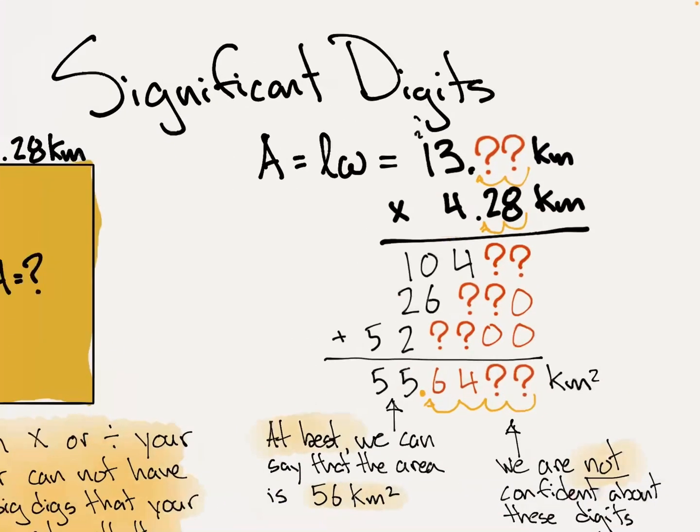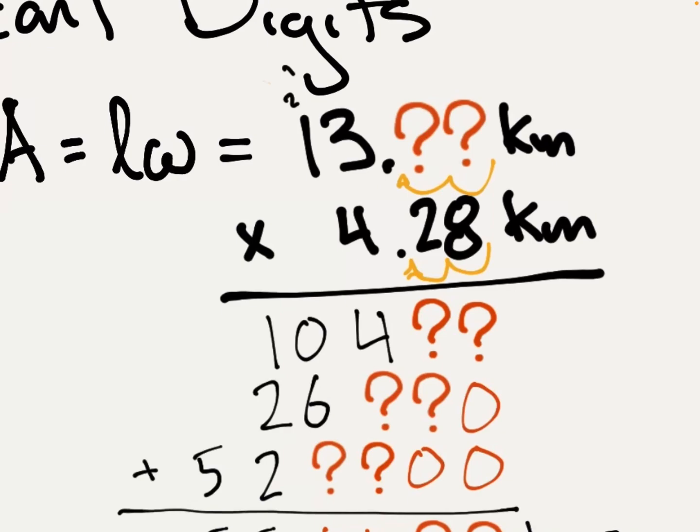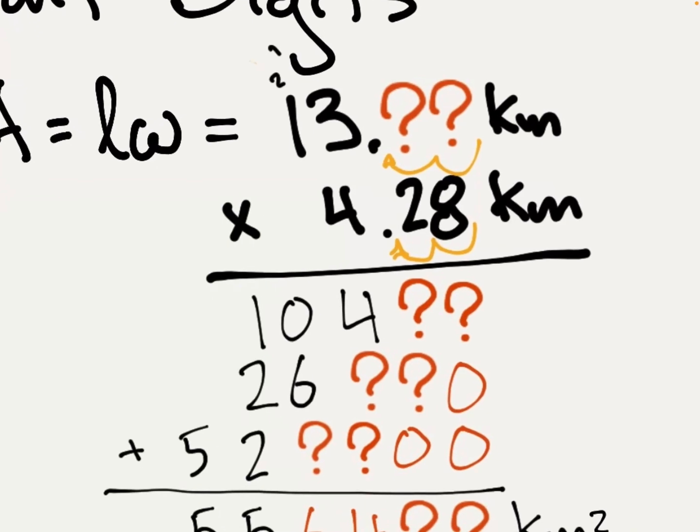So let's head over here. We know that area is length times width. So let's take our 13 kilometers and multiply it by our 4.28 kilometers. I'm going to do it in this old school elementary way instead of throwing it into a calculator. Remember that 13 is very different than 13.00. 13.00 is telling us that we have a precise measurement and we know it to the hundredth of a decimal place.